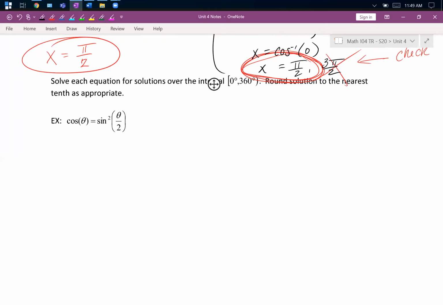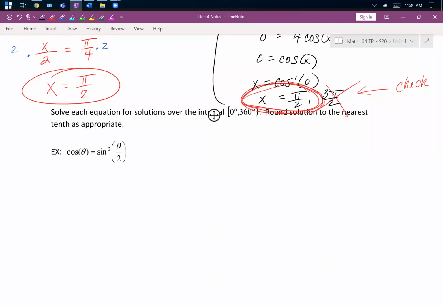Anybody else? All right, I want to do a couple more. But you'll notice the directions have changed here. Now they're asking us to solve each equation for the solutions over the interval 0 to 360 degrees. Round the solution to the nearest tenth as appropriate. So it's giving us degrees. Now all of our answers should be in degrees.